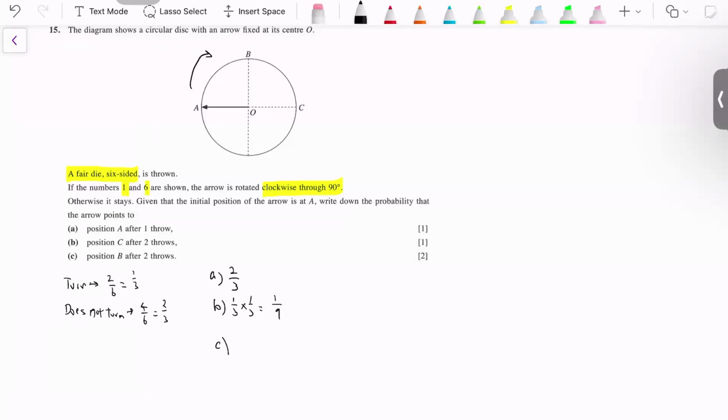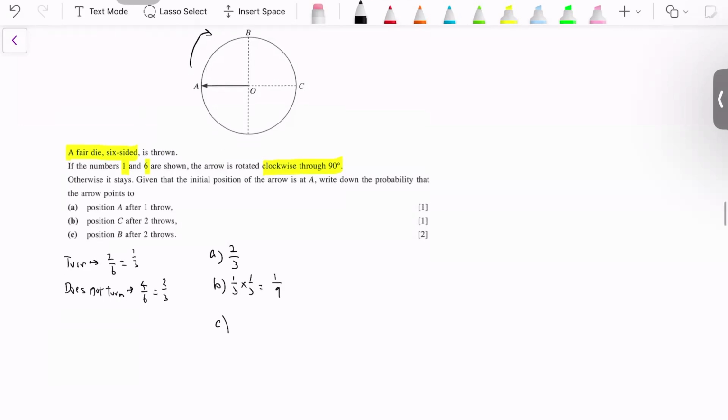Okay. So lastly, after 2 throws, it lands on position C. So that means it must turn once. Which means it's either the first throw turns and the second throw does not turn, or the first throw does not turn and the second throw turns. So we just need to add up the probability together, and the probability of it happening is 4 out of 9. Okay?